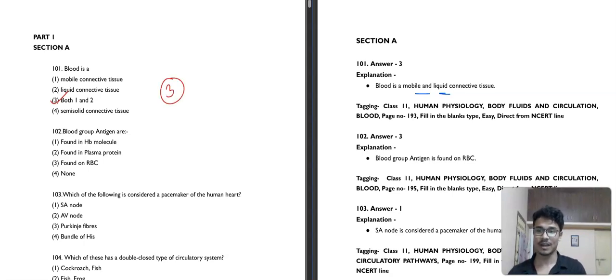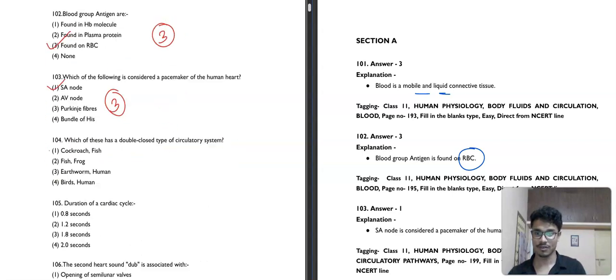Then blood group antigens are found in hemoglobin molecule, on the plasma protein, found on RBC, or none. So blood group antigen is found on the RBC. Third option is our correct answer. Which of the following is considered as the pacemaker of the human heart? SA node, AV node, Purkinje fiber, or bundle of His? You know that SA node is considered as the pacemaker of the human heart.